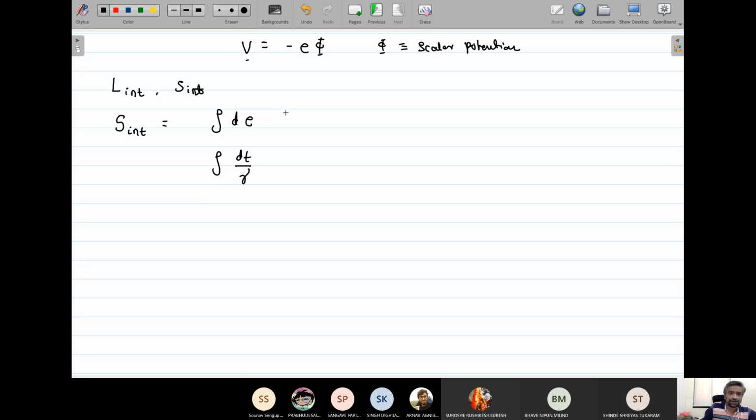But there is no electromagnetic field coming, so I need to write something here. Since this is Lorentz invariant, that something must be Lorentz invariant in its own right. Clear? So I need to put something which takes into account the electromagnetic interaction, and that part must be Lorentz invariant in its own right.